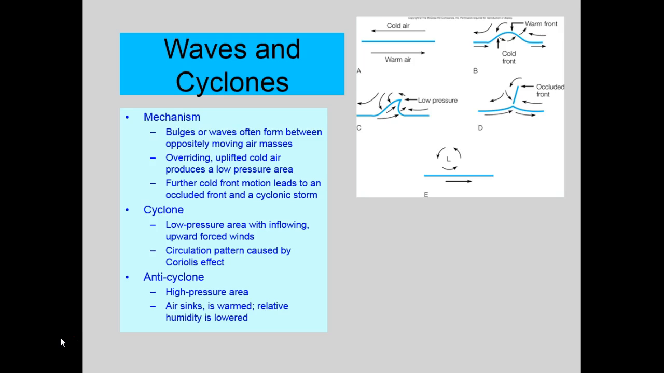So what you form, after you form the occluded front, turns into a cyclonic storm, though it doesn't have to be a cyclone yet. A cyclone is a low pressure area with inflowing, upwardly forced winds because of the low pressure, with warm, moist air underneath. The circulation patterns are caused by the Coriolis effect. Didn't we mention that before, Coriolis?